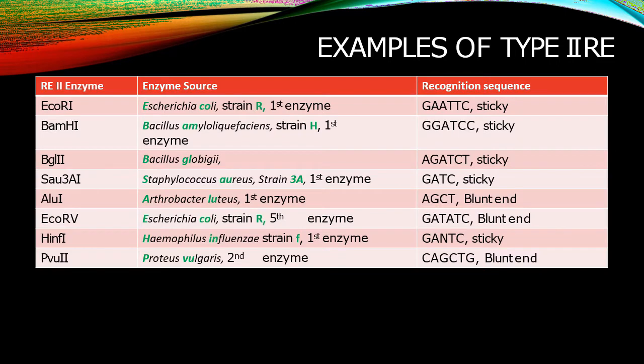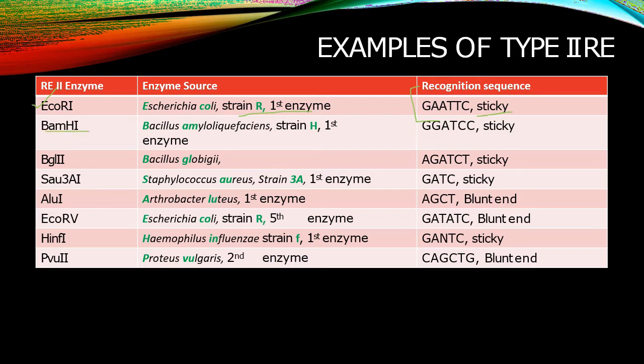These are some examples of type 2 restriction endonuclease enzymes. The first example is EcoR1. The EcoR1 strain is the first enzyme, and it has recognition sequences like this. These form sticky ends, as is very well known, and I've already discussed this in the first or second video of this chapter. Now coming to BamH1.